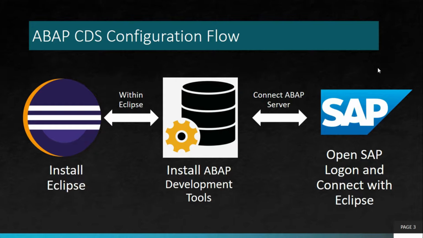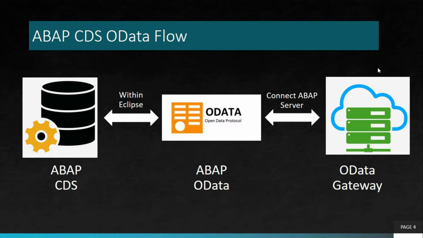Before we start actually writing the code, there are some configurations that we should do. The very first thing is you need to install Eclipse, and once you have installed Eclipse, you have to install ABAP Development Tools, and that can be done within Eclipse. Then you need to connect the SAP server with your Eclipse and open up the SAP Logon. Once you're done with this part, we'll be discussing the section where we will actually be creating an ABAP CDS.